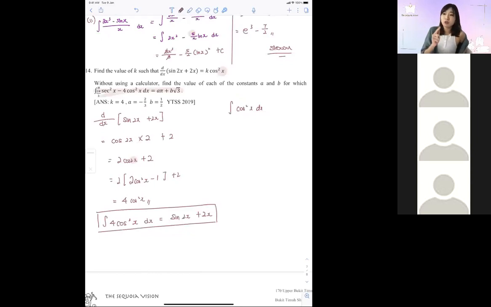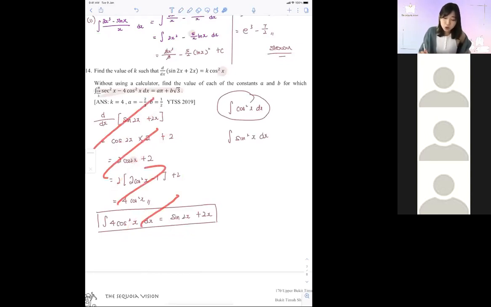Dylan, can you remember I told you last lesson, how to integrate cosine square without a clue? Oh, you make it double angle. Very good. Whenever I ask you to integrate cosine square or sine square without any clue, you use double angle to convert.